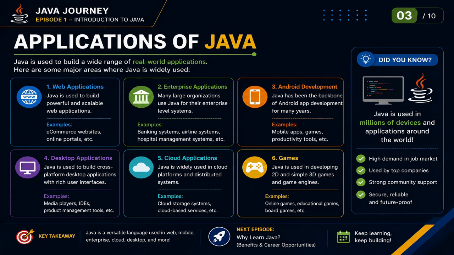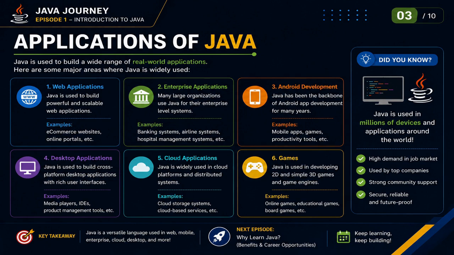Now, let's see where Java is actually used in the real world. Many beginners think programming languages are only for small applications, but Java is used in huge real world systems. First, Java is heavily used in web applications. Java is used to build powerful and scalable web applications. Examples are e commerce websites, online portals, etc. Many backend systems are built using Java.